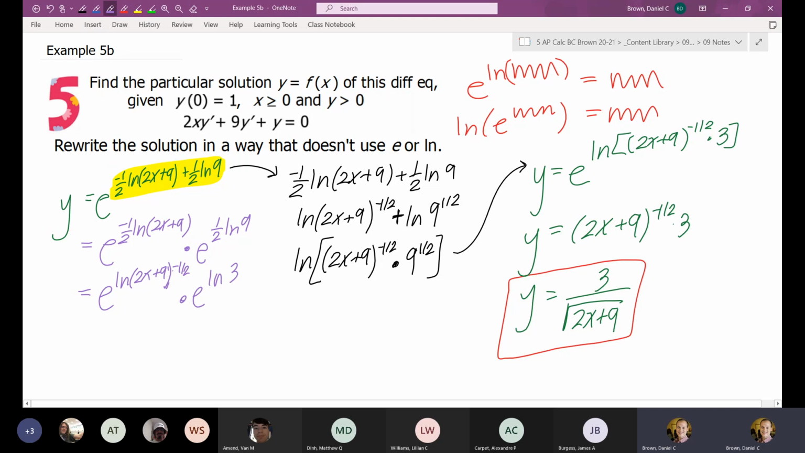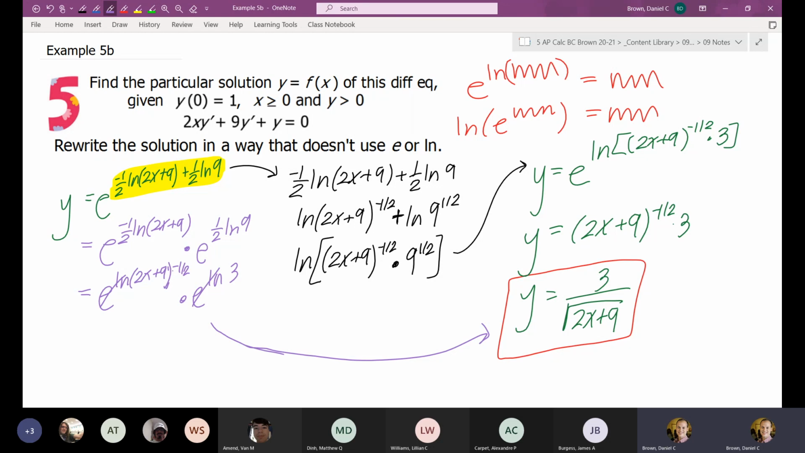The e and the natural logs are touching each other, so they would cancel out, and you'll end up with the same answer. So it's like two paths. One's using properties of logarithms, the other one's using properties of exponents, but you're still going to end up with the same answer.